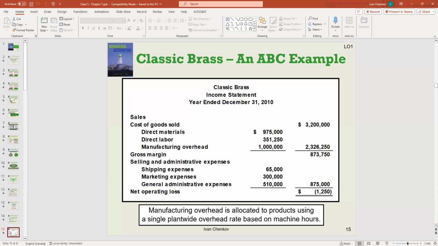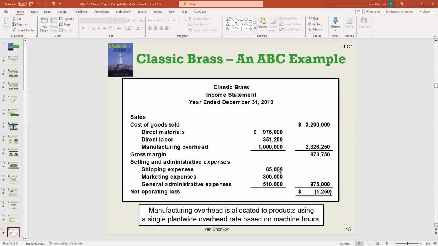Now, the manufacturing overhead here is allocated to the product using the single plant overhead rate, which is based on the machine hours. We're going to see later how exactly that's applied. So what we can see here, we have direct material cost. We have direct labor cost. Those are the costs that there's nothing we can do about. Those are direct costs, which can easily be traced to the product. Nothing we can do about it. Shipping expenses is the other cost, which is directly related to our sales. Again, there's nothing we can do about it.